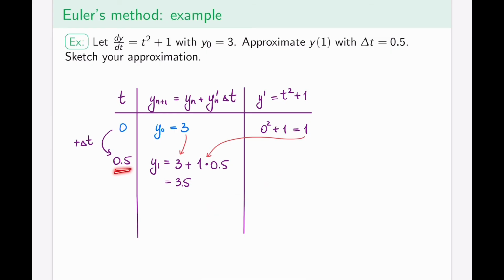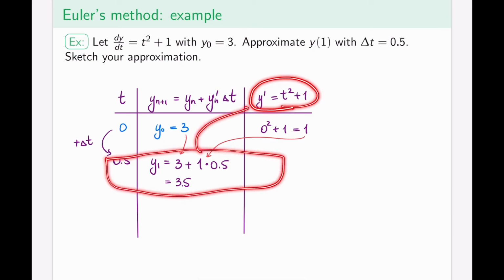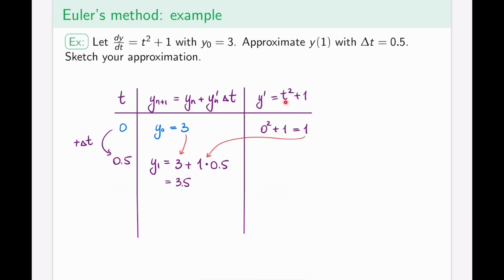And I know that I'm not done yet because I'm not yet at t equals 1, which is where I want to be. So to calculate the slope here, I am going to once again plug everything into my differential equation, but I'm plugging in the best available information, so the just calculated information, into my differential equation. My differential equation only uses the t value, so I'm going to be plugging 0.5 into here to calculate the slope. So it's going to be 0.5 squared plus 1, and that comes out to be 1.25.